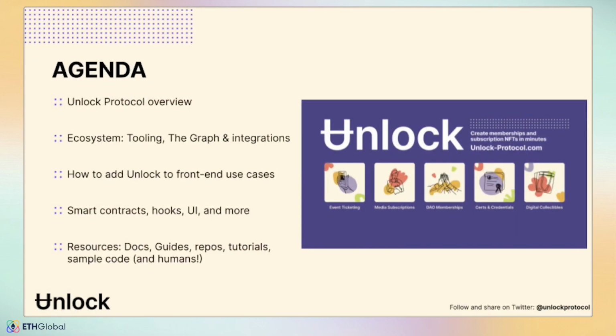First, we'll start with an overview. Then we'll look at the ecosystem, what kind of tools, including the subgraphs from The Graph, and what kind of integrations exist out there. Then we'll move into a final section about two different tutorials. One of them is to show you use cases for front-end and how to create one, as well as use cases for smart contract integration, as well as creating a hook, which is something that is very specific to the Unlock smart contracts.